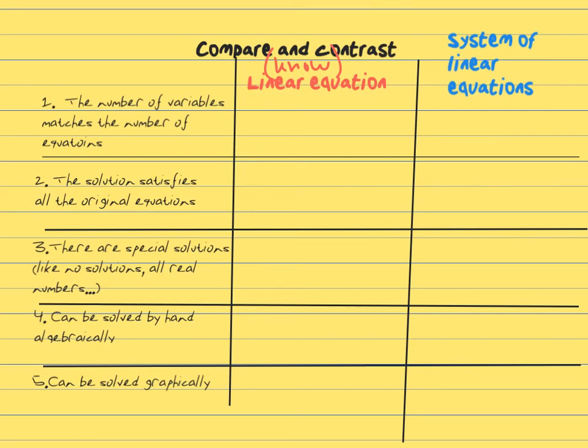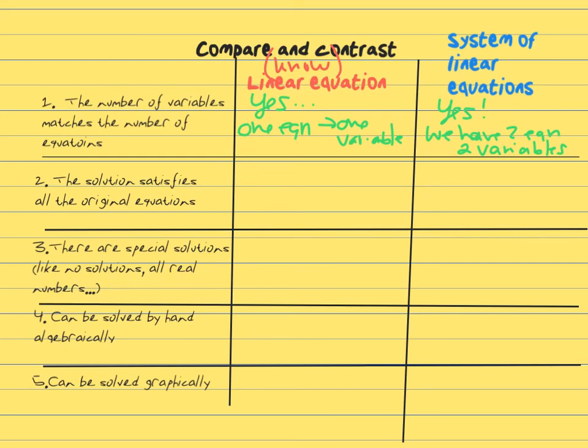So first of all, what I want to write down, this is true. So we say yes. When we just have one equation, there's one equation, which means there's one variable. In our new unit, this is still going to be true. Yes, the number of variables matches the number of equations, but we will have two equations and two variables.